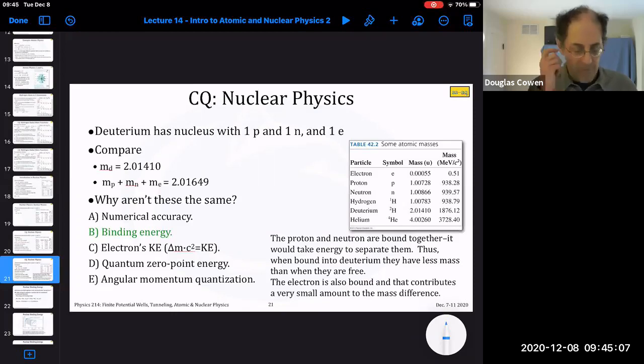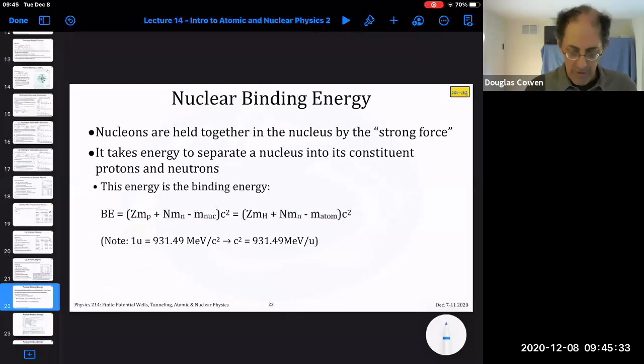Now the electron is also bound, of course, and that contributes to the mass difference, but it's really, really small on the scale of things, because the force that's holding together the nucleons is much stronger than the electrostatic force that holds the electron in orbit around the nucleus. And in fact, it's so much stronger that physicists, who are so clever with language, decided to call it the strong force. That's what holds the nucleons together inside the nucleus.